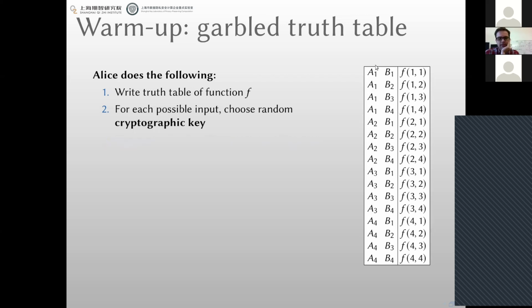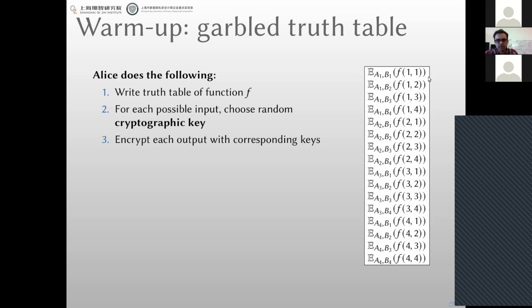Now Alice will use these keys as encryption keys, and she will encrypt this function output. So she'll use A1 and B1 as keys to encrypt f of F11. That looks like this. So I use this notation to mean encryption under both of these keys.